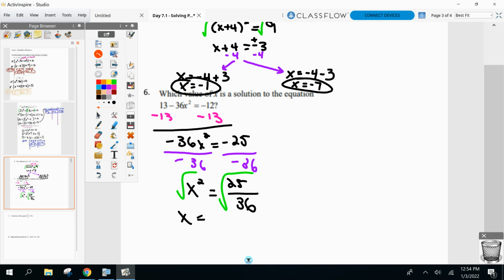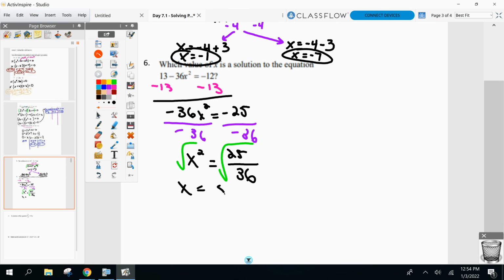X equals, now your calculator can do this, but also you can have this big square root is the same as taking the square root of each number. It's the same exact thing as taking the square root of the whole thing. The square root of 25 over 36 would be 5 over 6. Thank you, because we said 2 answers at the beginning, so that's where we've got to be disciplined: plus or minus 5 over 6.